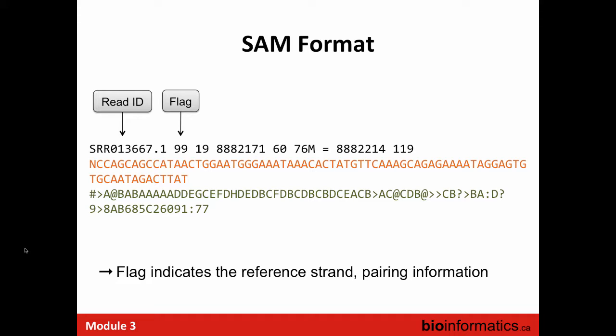The second field is what we call flags. This is a number that's encoding a binary string that gives small bits of information, like what strand of the reference genome that read mapped to, whether it has a read pair, whether the read pair was mapped in the expected distance and orientation. To decode this number, you can't just look at this number, which is 99, and figure out what it means. There are online tools that will decode this into the different bits of information. I think in the exercise after this, that's described a little bit more.